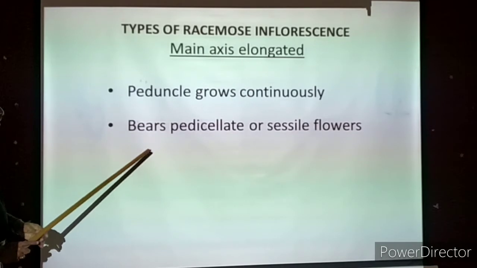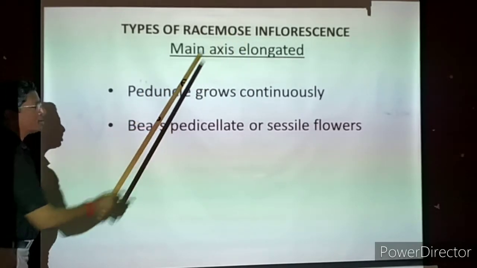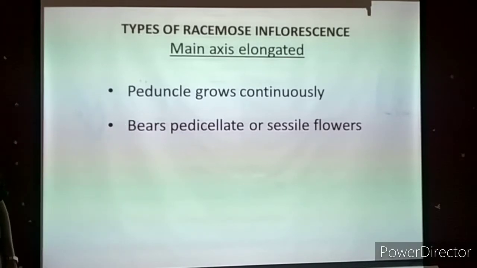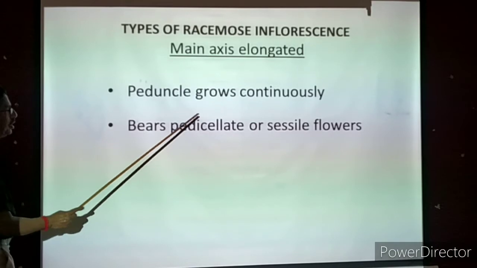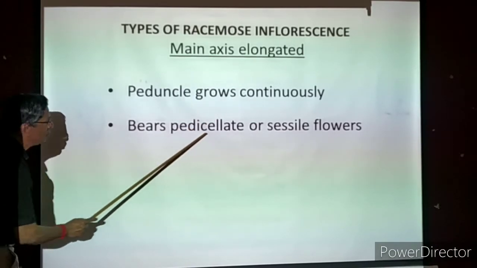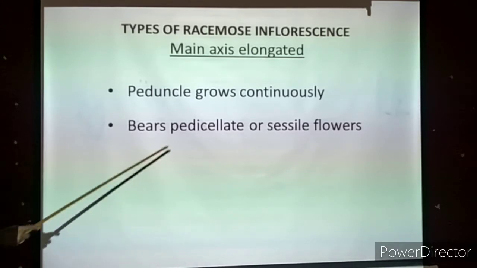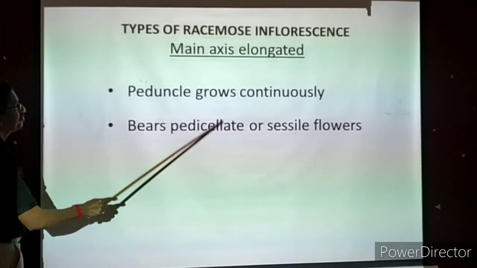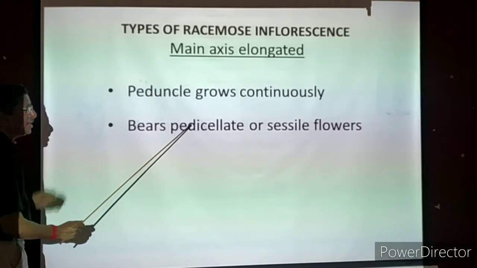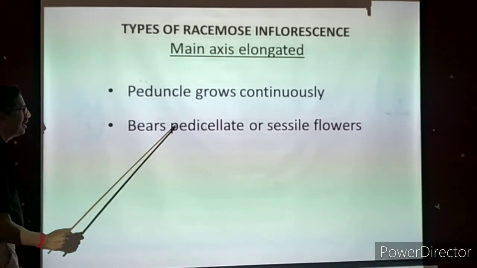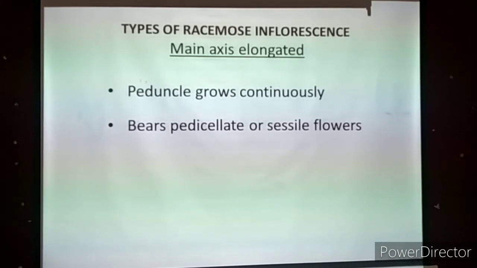Now we have to know what is the meaning of pedicellate. In the inflorescence, a lot of flowers will be there, a bunch of flowers. Maybe 4, 5, 6, 10, 15, 20, 30, even 100. But each flower has one stalk. That stalk is called a pedicel. The stalk of the inflorescence is called a peduncle. The stalk of each flower is called a pedicel. If the flower has a pedicel, it is called a pedicellate flower.